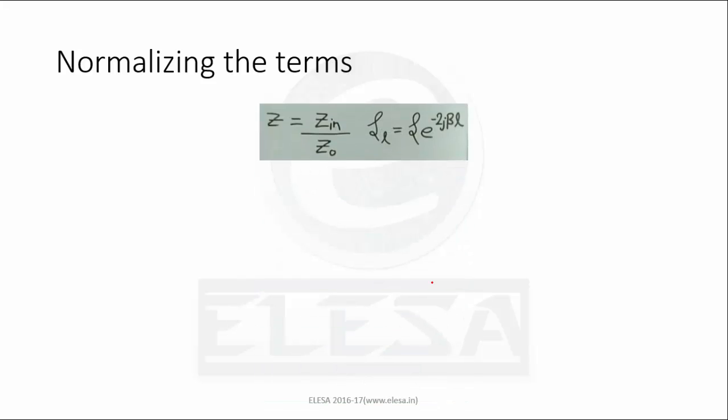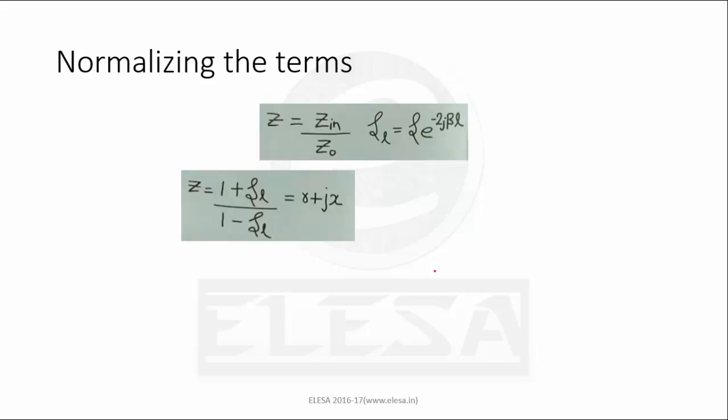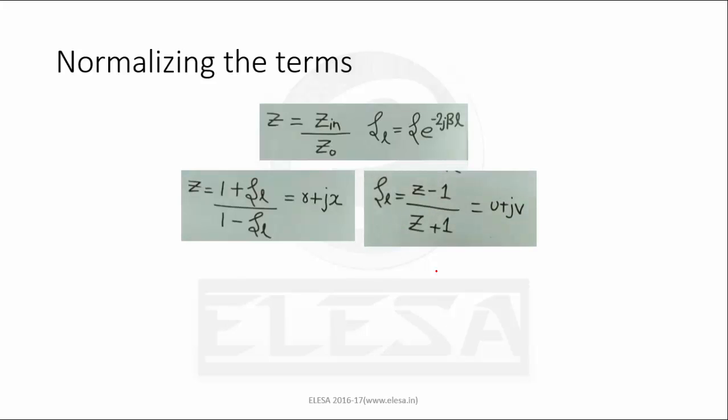So, in the above equation, let us substitute Z is equal to Zin upon Z naught and rho L is equal to rho into e to the power minus 2j beta L. And in terms of these new symbols, we can represent Z as 1 plus rho L upon 1 minus rho L is equal to R plus Jx since it is complex, and rho L is equal to Z minus 1 upon Z plus 1 is equal to U plus Jv. Even rho L is a complex number.